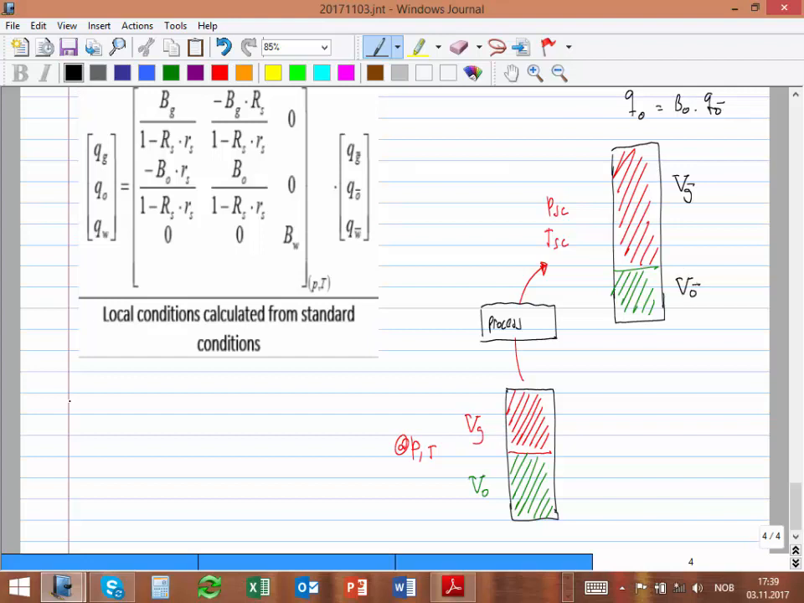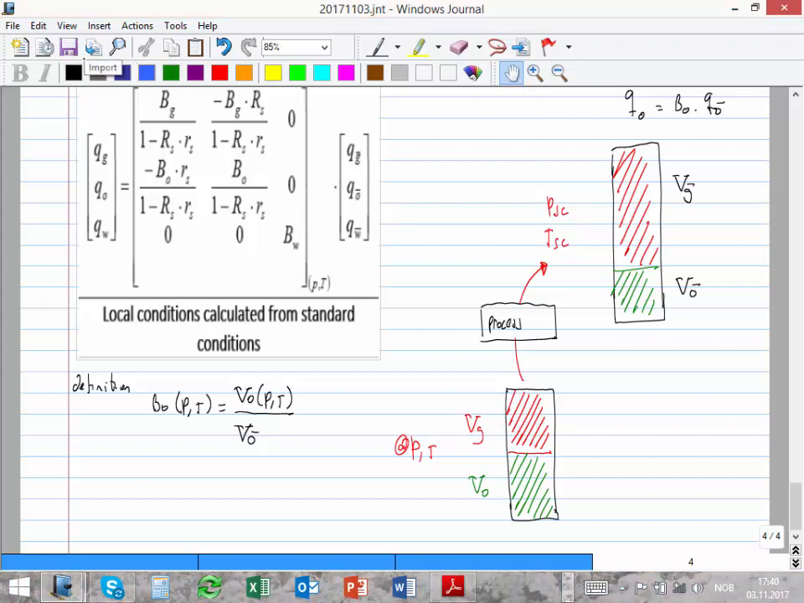Okay, so I define by definition Bo at a given pressure and temperature as equal to the volume of the oil at that pressure and temperature divided by the volume of oil at standard conditions. It's a ratio between this one here and this one here. Now Bg is equal to the volume of gas at local P and T, divided by the volume of gas at standard conditions. Okay.